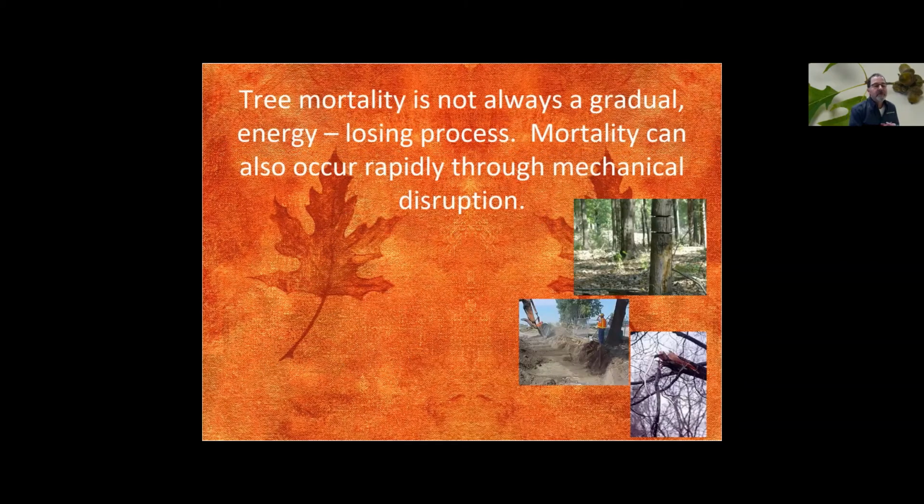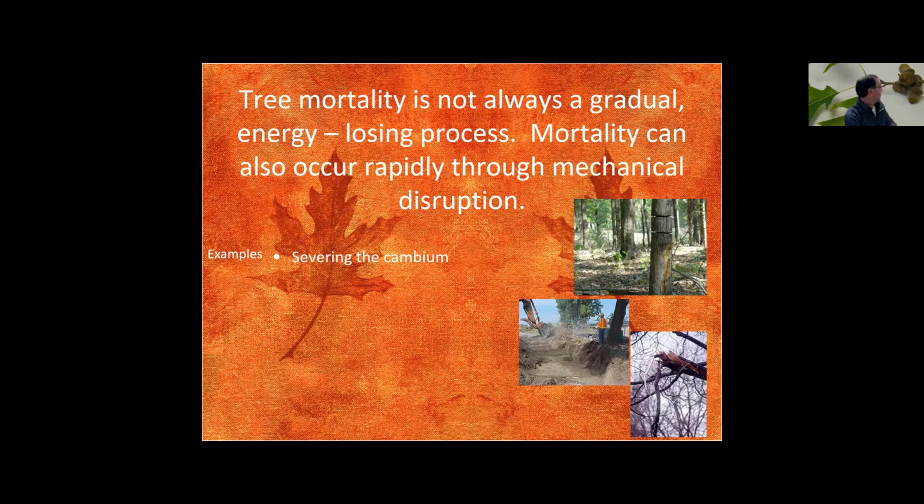Well, I've sort of described a gradual process of a tree dying, but tree mortality is not always gradual. Sometimes it occurs very rapidly through some type of mechanical disruption. And I'm just going to give you 3 examples of situations that can kill a tree pretty fast. And the first is, of course, severing the cambium of the tree.